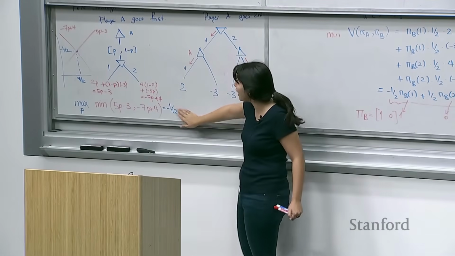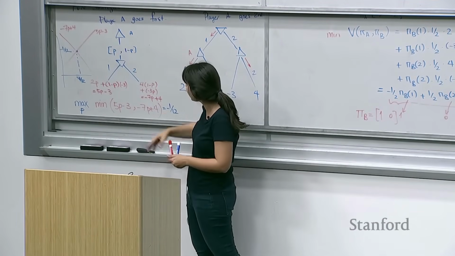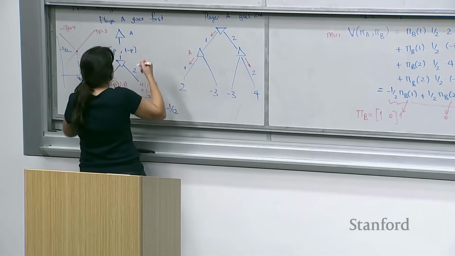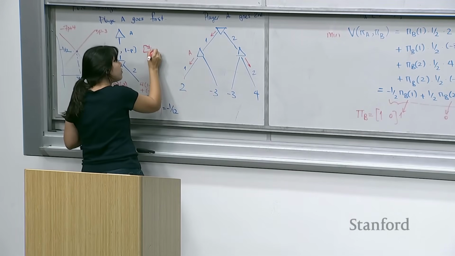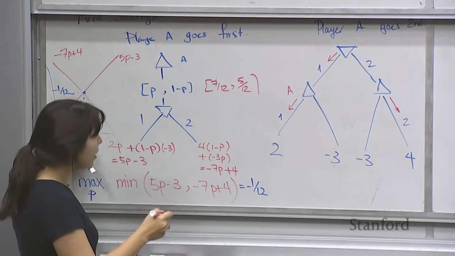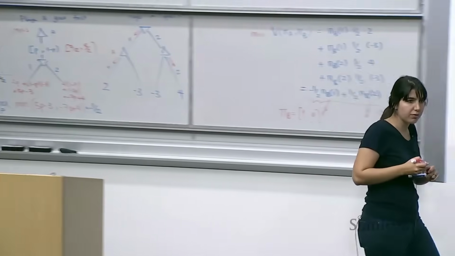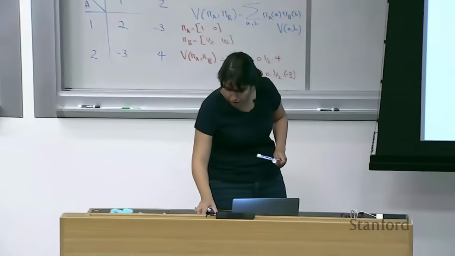Even in this case, where A is trying to come up with the best mixed strategy he could do, the best mixed strategy A is doing is show 1 with probability 7/12 and show 2 with probability 5/12. This comes from here. Even under that scenario, A is losing. A is losing minus 1/12. Okay? All right.